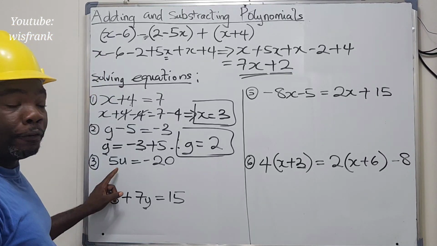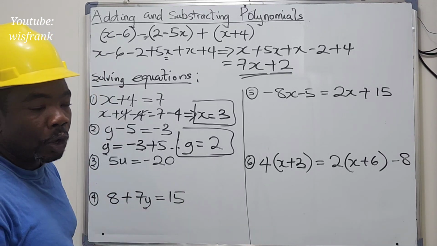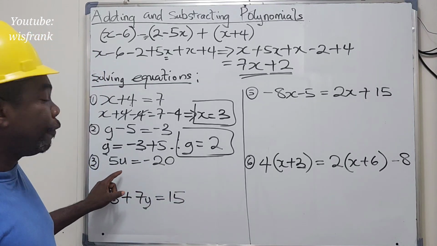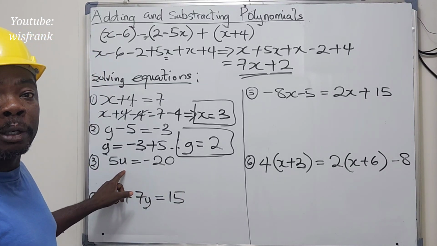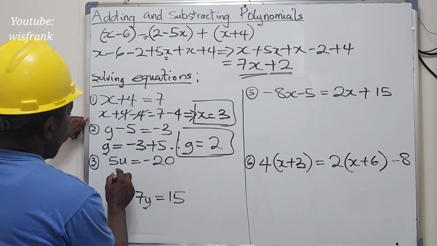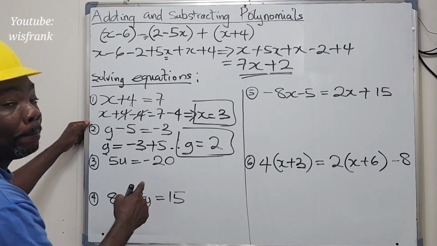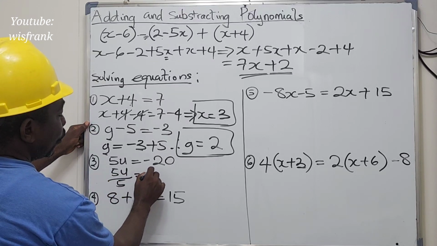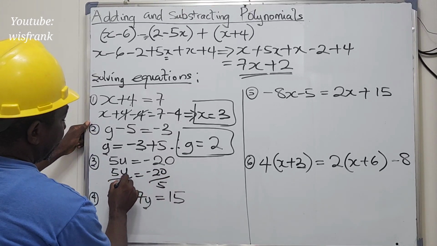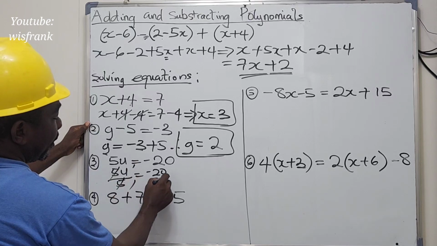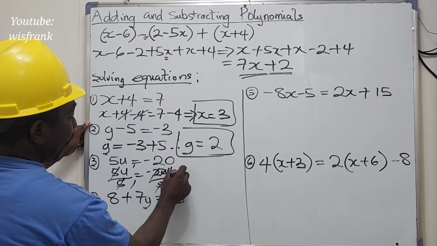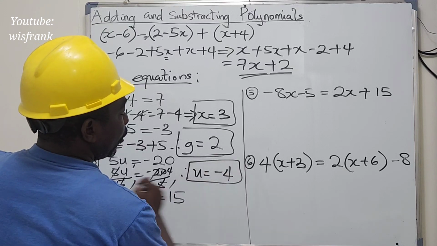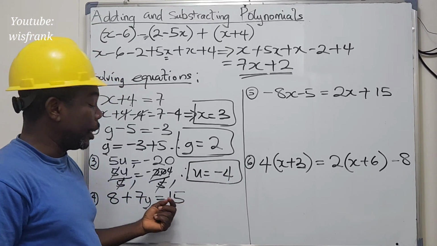Number 3, 5u equals minus 20. So what we are going to do is divide by the coefficient of this variable for us to find the solution of this variable in this equation. So here we divide both sides by 5. So this will become 5u divided by 5 equals minus 20 divided by 5. 5 will cancel here and 5 will cancel here. Therefore, u equals minus 5. So this is the value of u that we have from this equation.